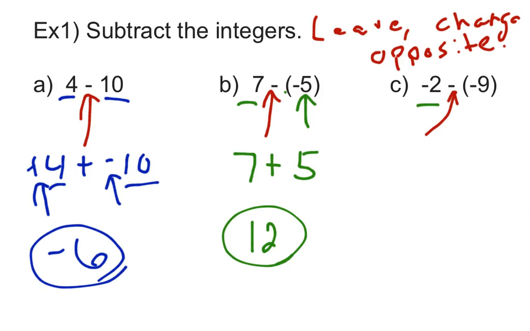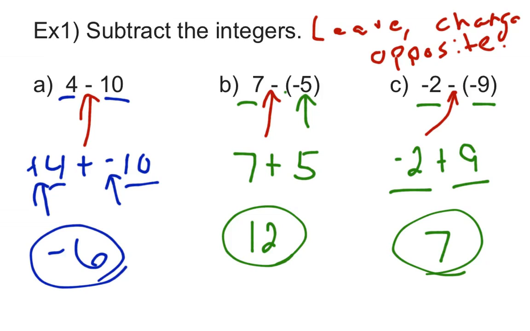Part C here. Leave, change, opposite. The negative 2 I leave, so it stays a negative 2. The subtraction we change to addition. The opposite of negative 9 is positive 9. Now we use our rules. This is a negative 2. This is a positive 9. Since the signs are different, I subtract. 9 minus 2 is 7. The 9 was the larger number, and that's a positive. Our answer is positive. And that's really subtracting integers, guys. So it's a lot the same. Matter of fact, it is the same as adding integers, as long as you do the leave, change, opposite to get rid of the subtraction.